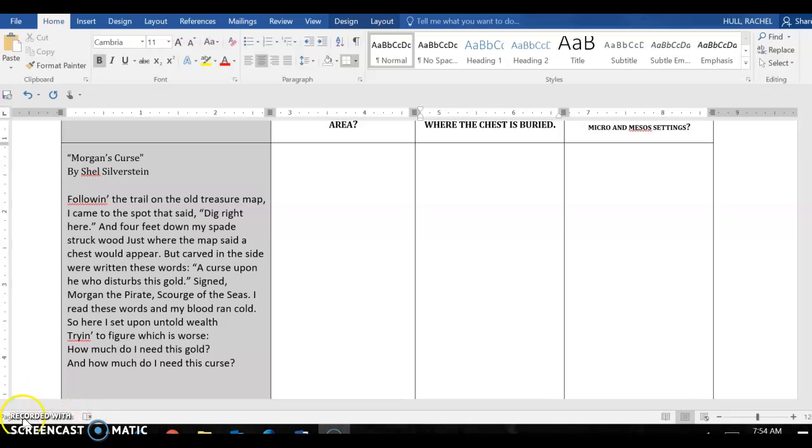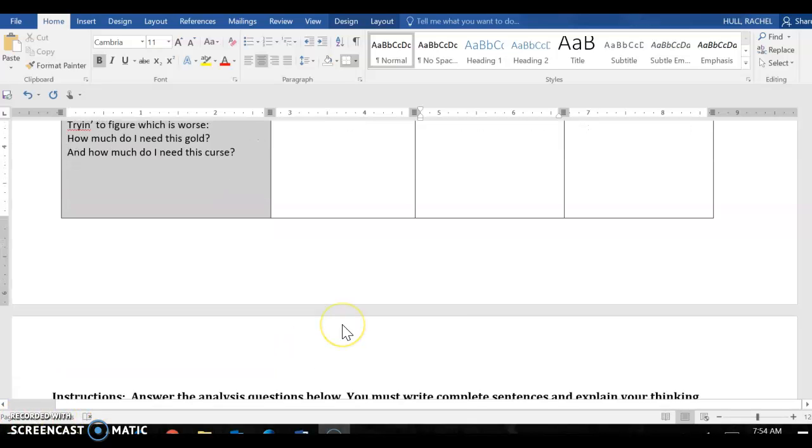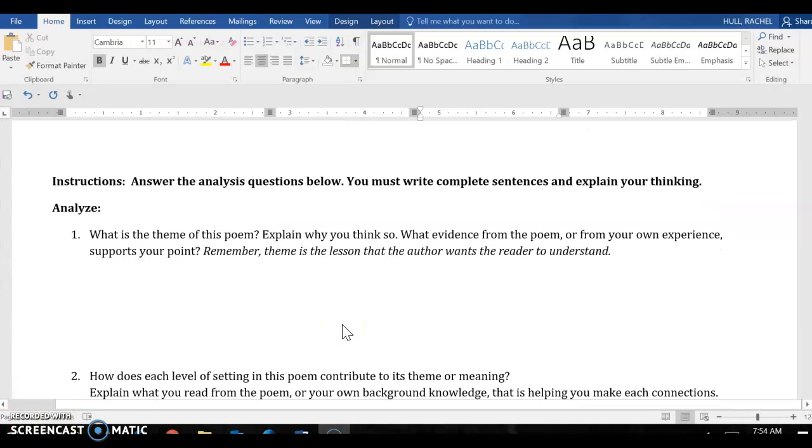When you get done with that, I have two questions down below. What do you think is the theme or the meaning behind this poem? I know it's a children's poem, but there is a meaning there. What do you think it is? And tell me why you think it is so. And give me some evidence from the text, or even from your own experience that you can make a connection with the text. Remember, the theme is the lesson that the author wants the reader to understand.